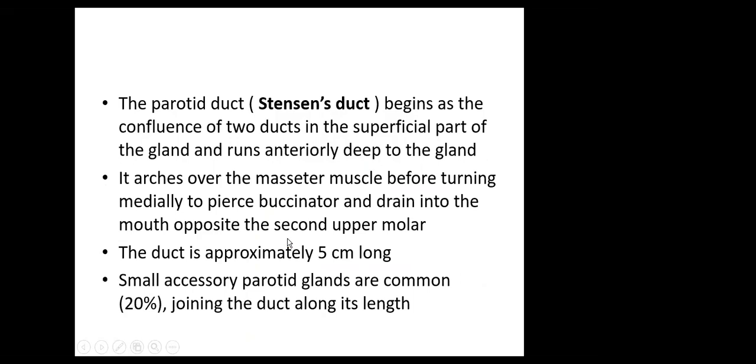The parotid duct, Stenson duct, begins as the confluence of two ducts in the superficial part of the gland and runs anteriorly deep to the gland. It arches over the masseter muscle before turning medially to pierce the buccinator and drain into the mouth opposite the second upper molar. The duct is approximately 5 centimeters long. Small accessory parotid glands are common, 20% joining the parotid duct along its length.